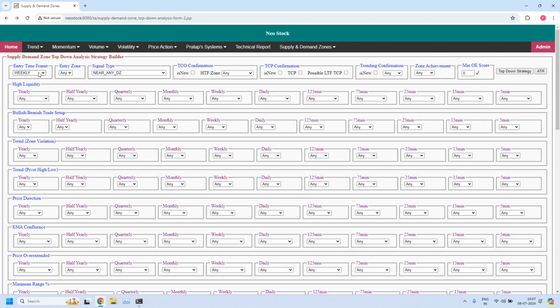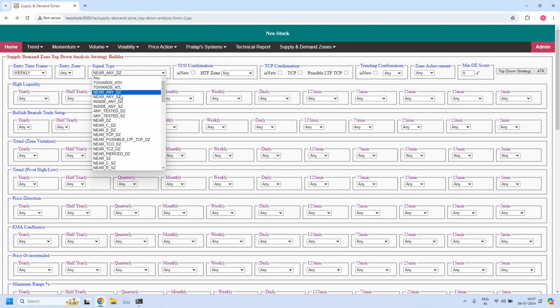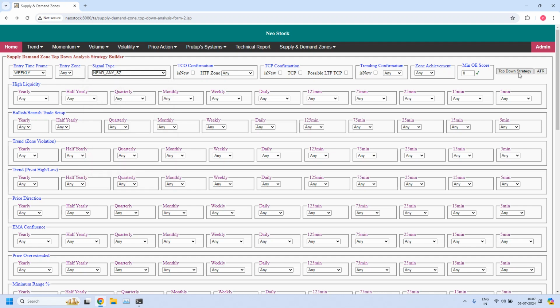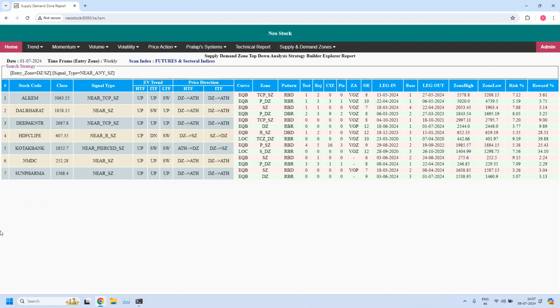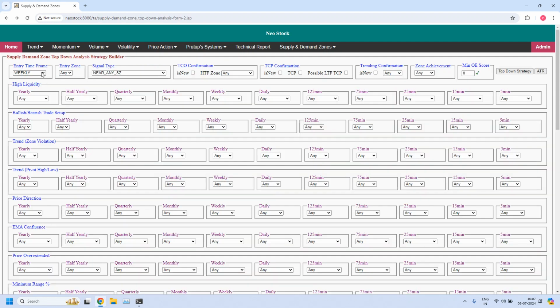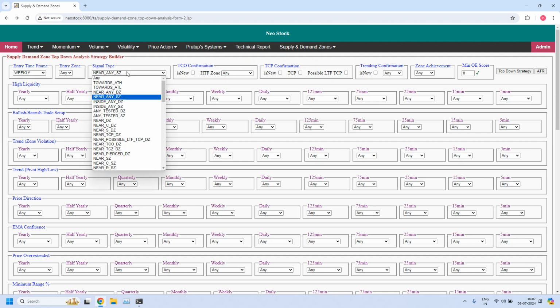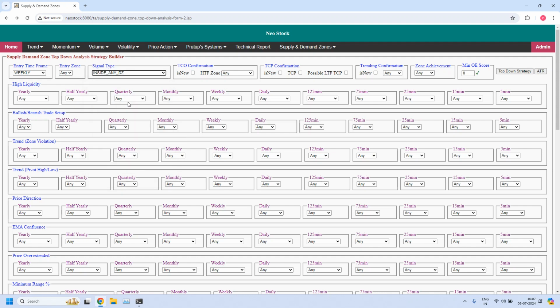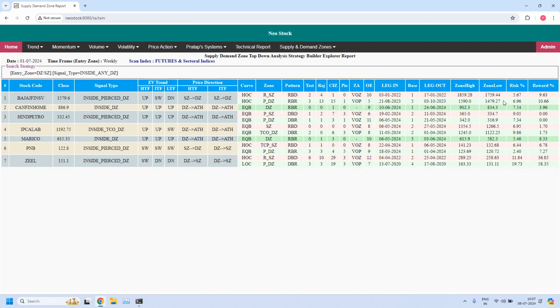Going back, for weekly time frame, let us find the stocks near weekly supply zone. 7 stocks are filtered. Let me go back. For weekly time frame, let us find the stocks where price closed inside weekly demand zone. 7 stocks are filtered where price closed inside weekly demand zone.